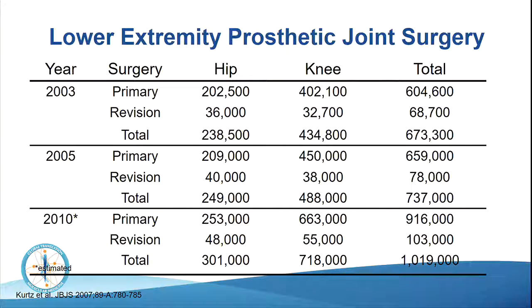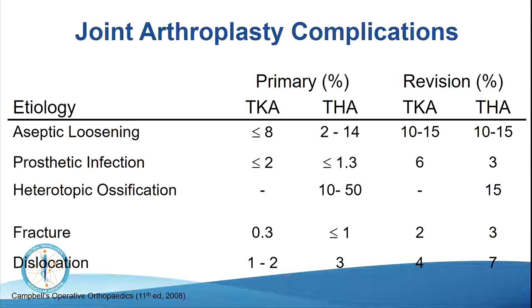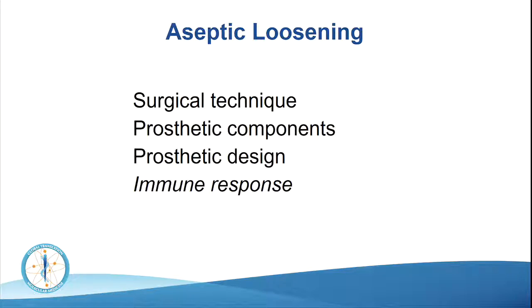All right, well, you can see, and these data are somewhat old, but nevertheless, it was estimated that by, at this point, 8 years ago, there would be more than a million total lower extremity joint replacements performed annually in the United States, and that number continues to grow. And the most common complication following lower extremity arthroplasty is that of aseptic loosening. Prosthetic or periprosthetic infection, which is probably a more appropriate term, is a relatively infrequent complication with 2% or less in primary arthroplasties and infections affecting approximately 6% or less in revision arthroplasties.